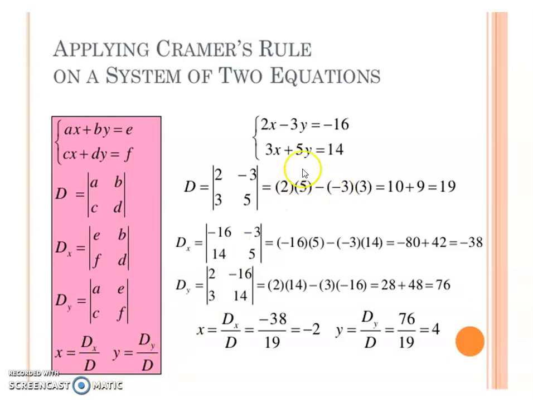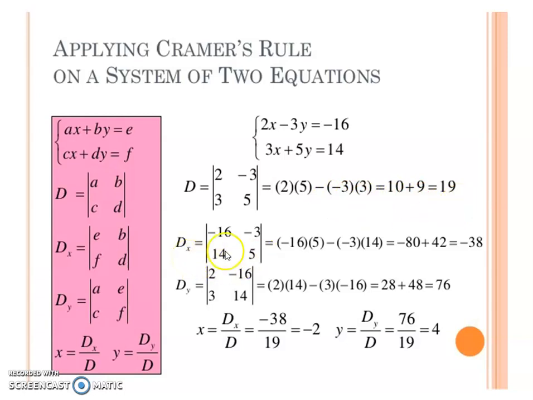Now we try the system of equations 2x minus 3y equal to minus 16, 3x plus 5y equal to 14. So our d is the coefficients of x and y: 2, minus 3, 3, 5. Be careful about the sign of the negative term also. So 2 fives are 10, minus 3 into 3 is minus 9, but minus minus is plus, so 9 gives 19.